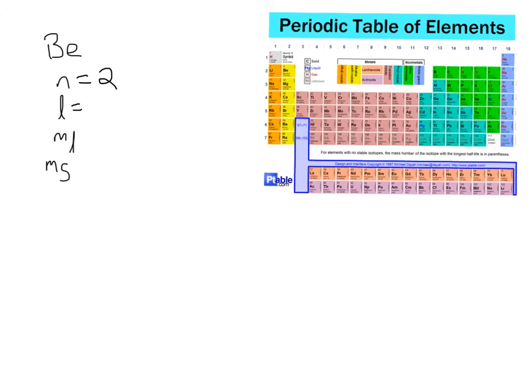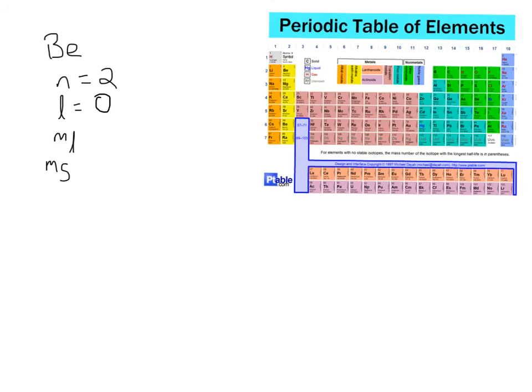The second question is, what column is it in, or what block? Well, it's in the first 2 columns, which makes that the S block. So L equals 0. There are 2 allowable values on the second row, but since it's in the first column, it's 0. The second one would be over there in the P block, where boron and carbon are. We're not there.